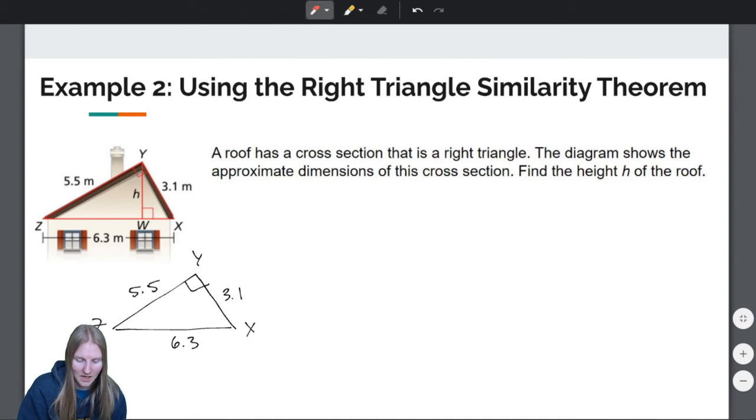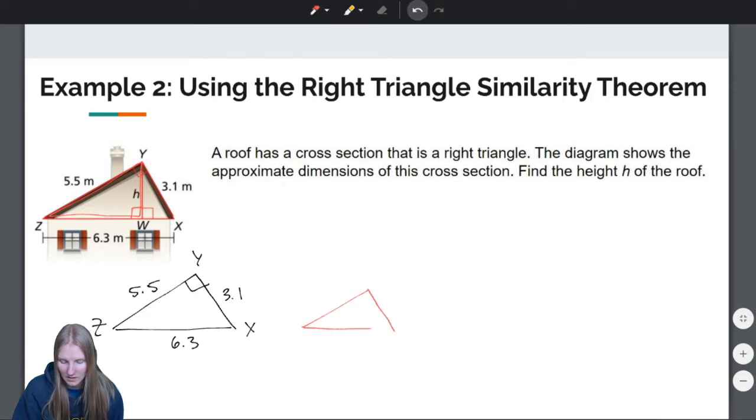Now, let's take the left side. And remember, because these are similar, we know they're going to be the exact same shape, just a different size. Now, the right angle is at W. The smallest angle is Z, and the other angle is Y.